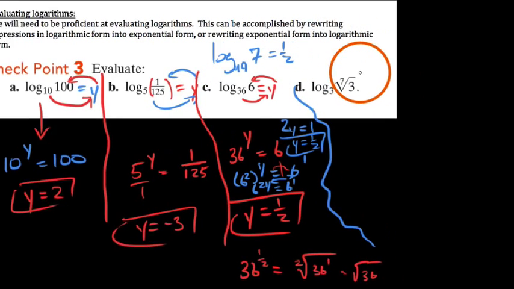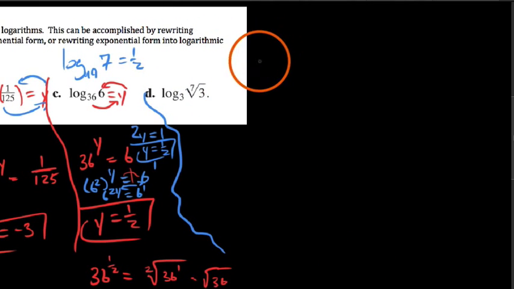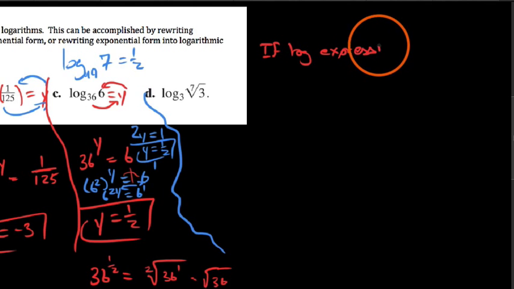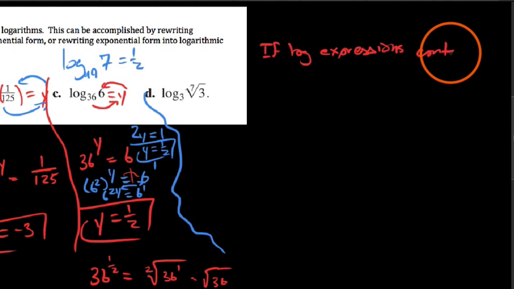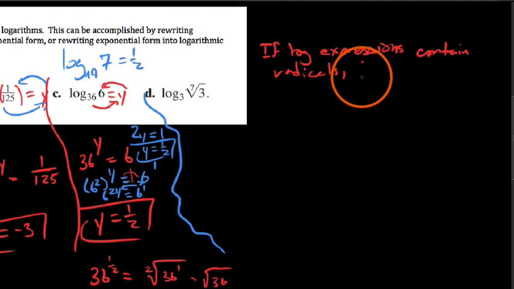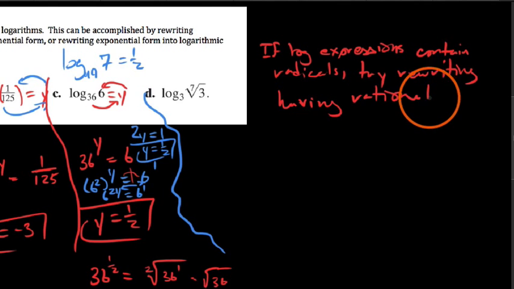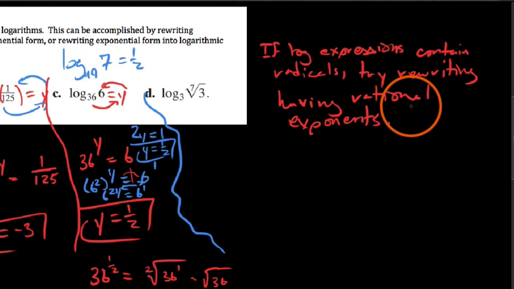And then last but not least, radical notation. Now I want to make a note here. Often with radical notation of logs, let's put it this way, if log expressions contain radicals, I'm just going to write this: try rewriting, having rational exponents. And of course, the hidden math word in rational here is ratio.